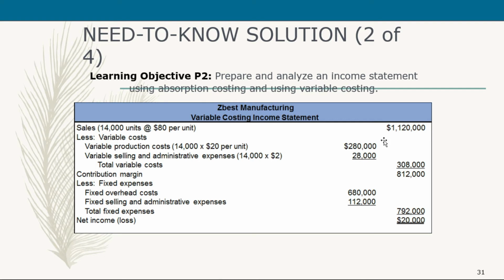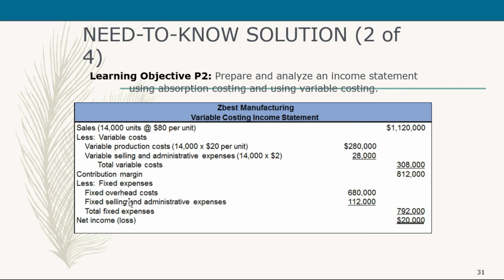And when we sum the amounts here, it will give us a total of $308,000 pertaining to your total variable cost. And when we deduct this amount from your sales, it will give us your contribution margin of $812,000. And now we go to the total fixed expenses, which has two components.